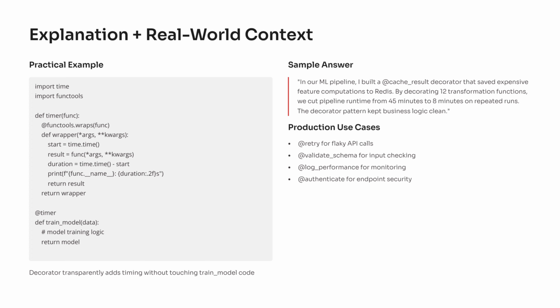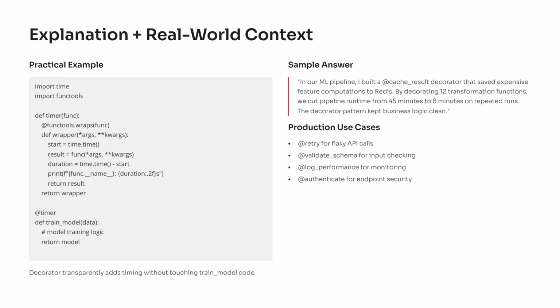Now, let's connect this to a real project scenario. In one of my ML pipelines, I built a cache result decorator that stored expensive feature computation results in Redis. Normally, these transformations took around 45 minutes on repeated runs. But by caching the results using the decorator, I reduced it to just 8 minutes, without changing a single transformation function. The decorator handled all the caching logic, keeping the business code clean and reusable. That's a perfect way to answer in an interview.